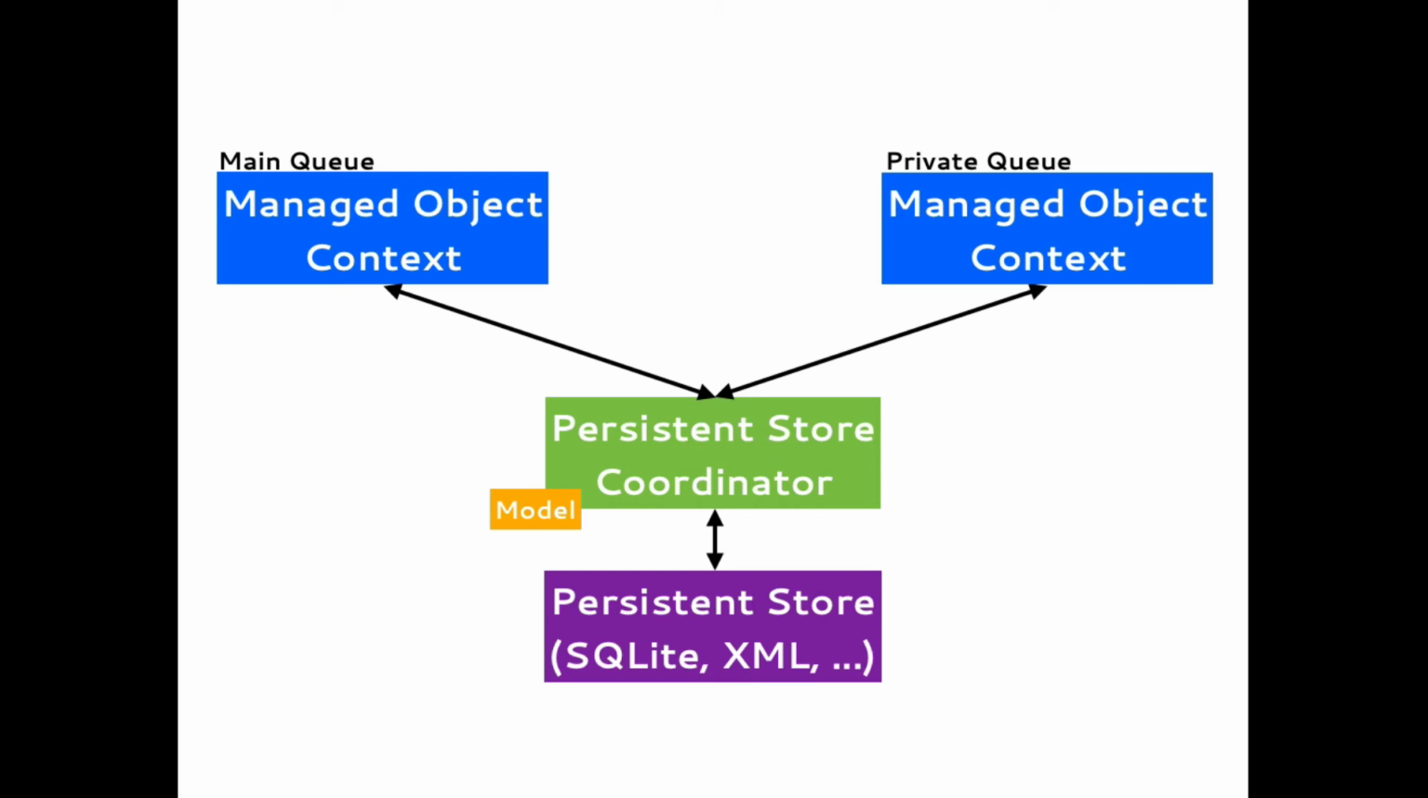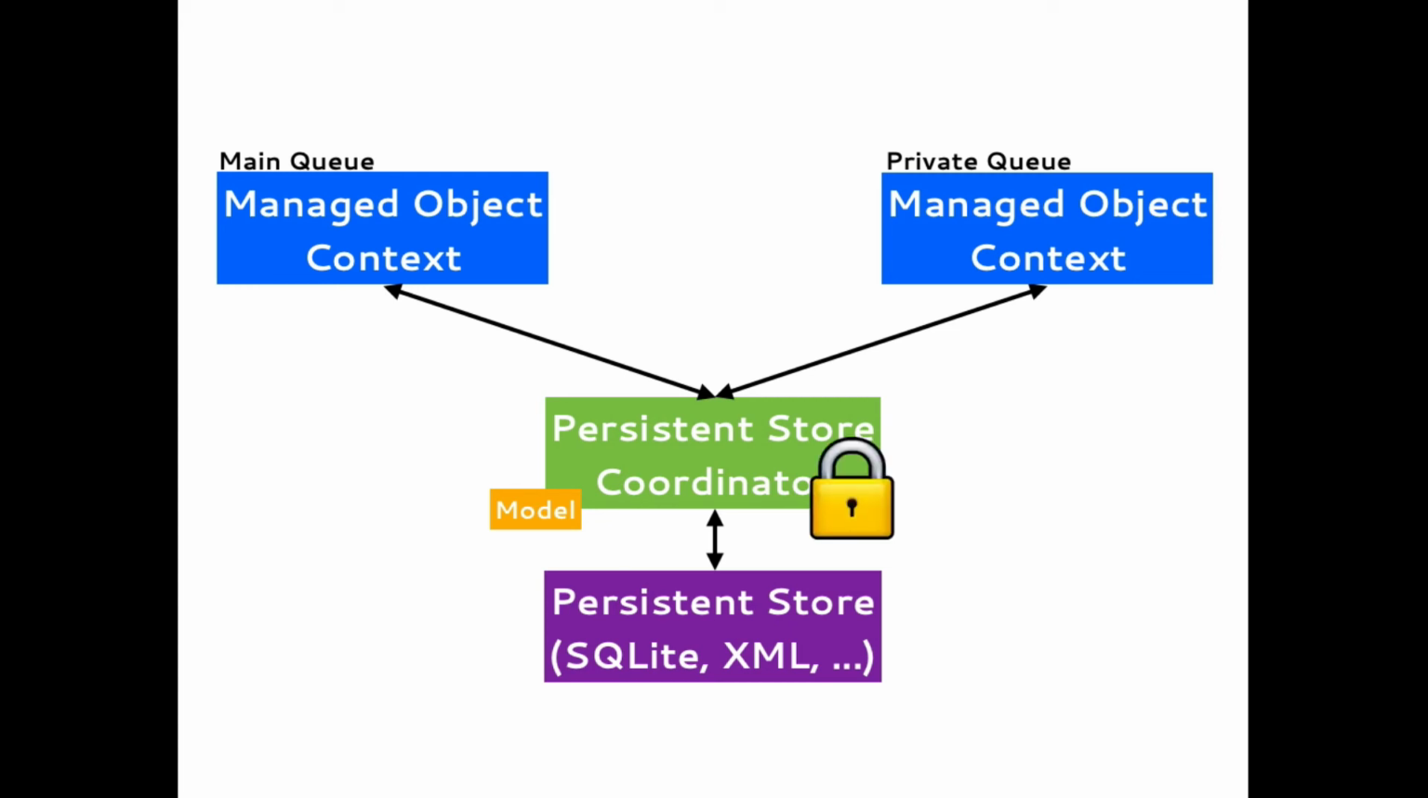With iOS 5 and OS 10.7, we got confinement types, so you can say this is a main queue confinement type, this is a private queue confinement type. And you can use the private queue for your large tasks or your background importing, and then all your UI work you want to perform on the main queue. And when working with these, you've got to use the perform block or perform block and wait API calls.